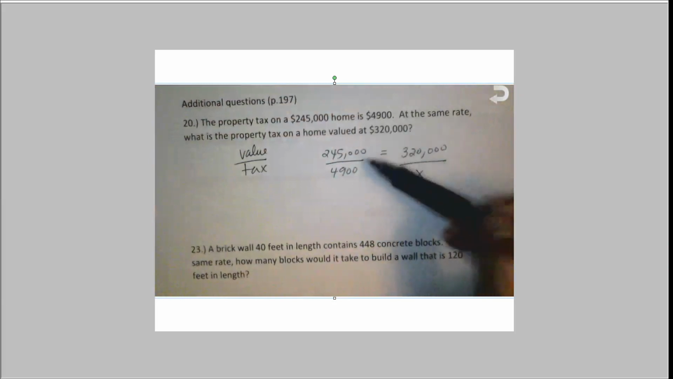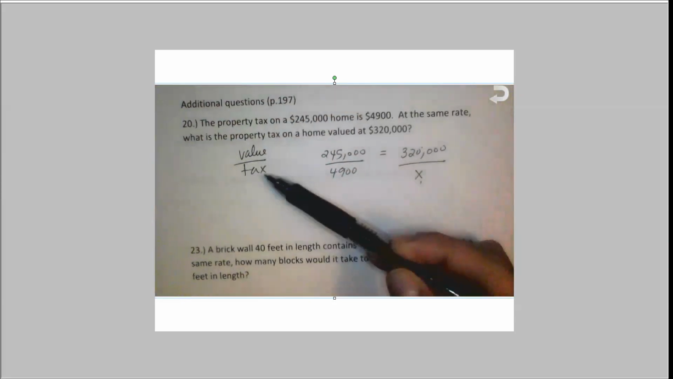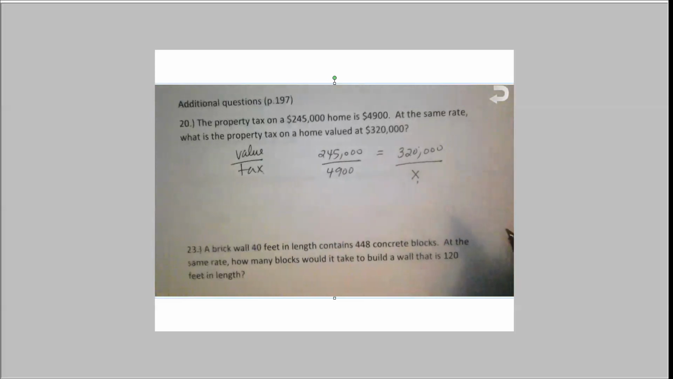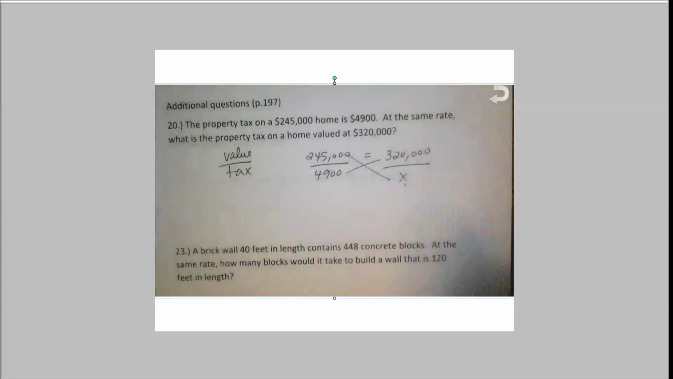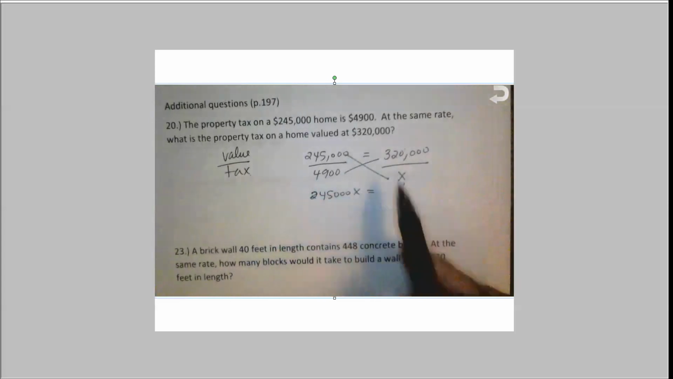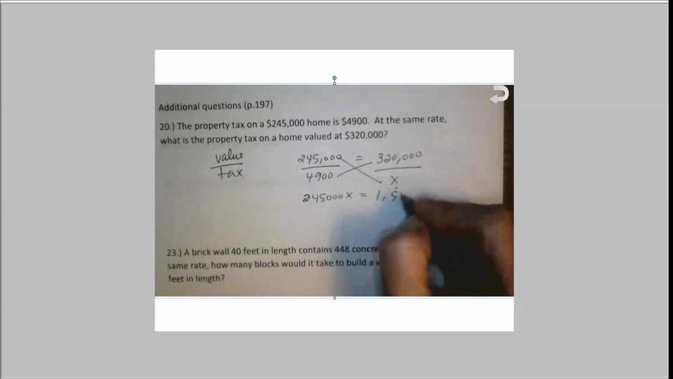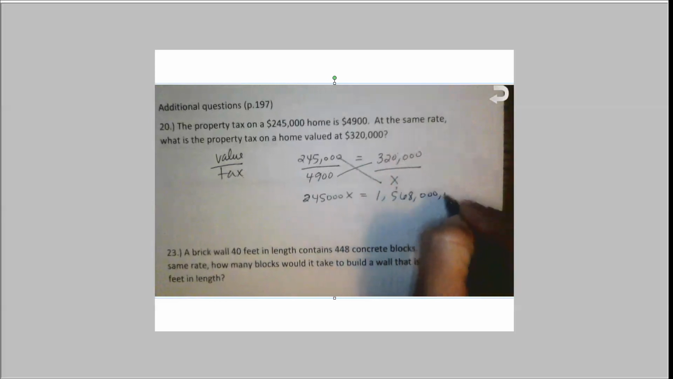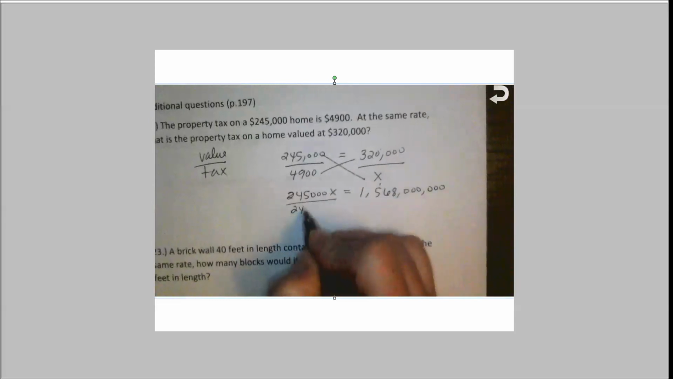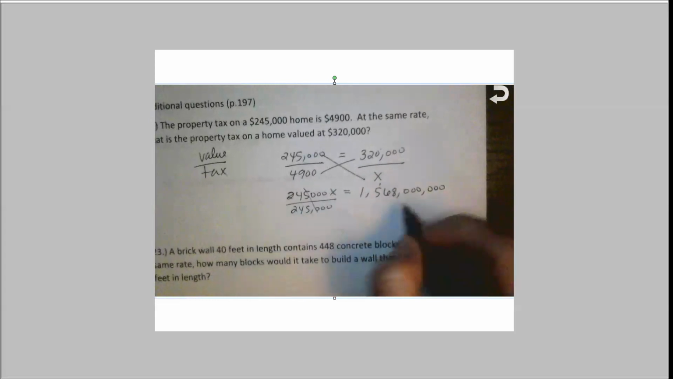So I've got value over tax equals value over tax. It really would not matter if I put tax over value as long as I'm consistent in the left and the right hand side. So we can solve this proportion by cross multiplying. 320,000 times 4,900. This is going to be a big number here. And then we always divide by the number in front of that decimal to solve for the unknown here.